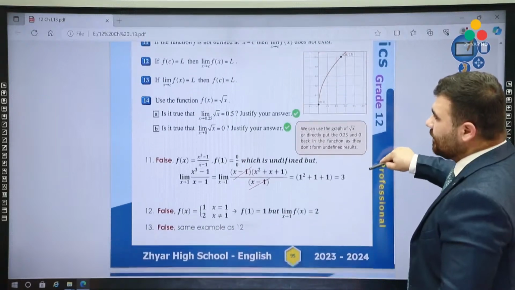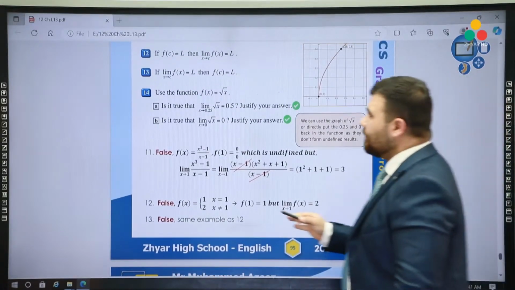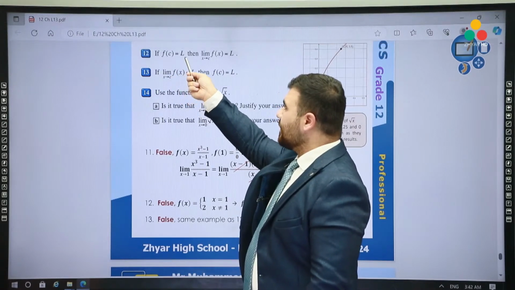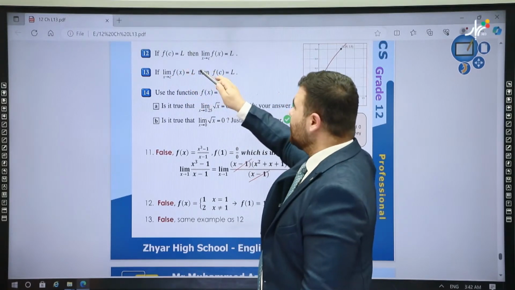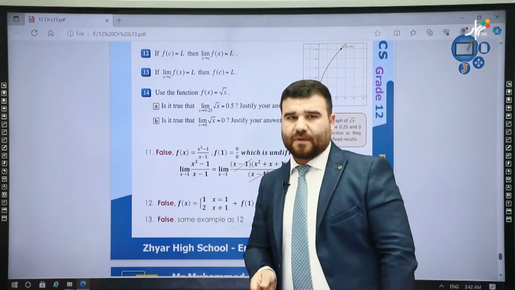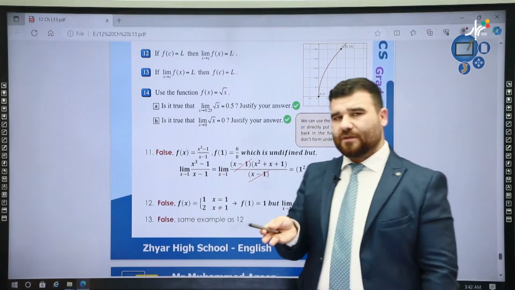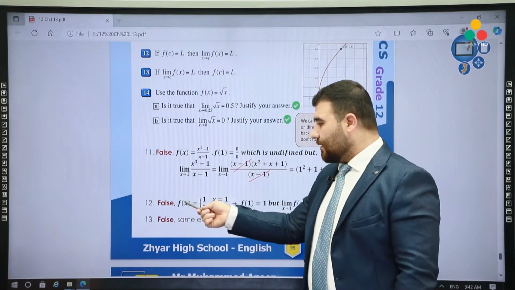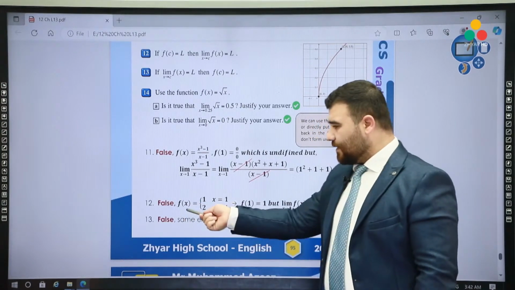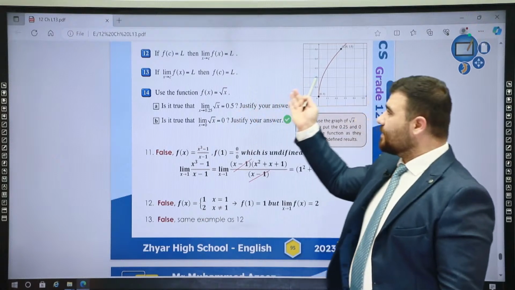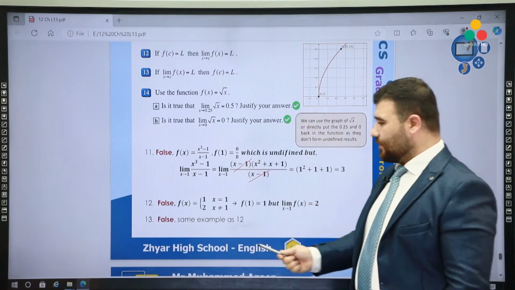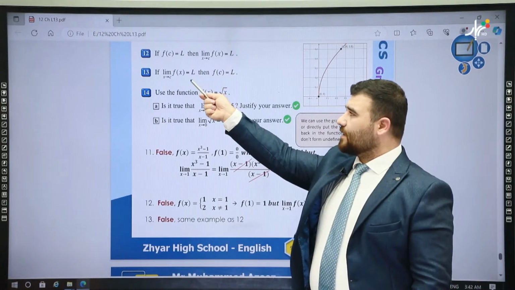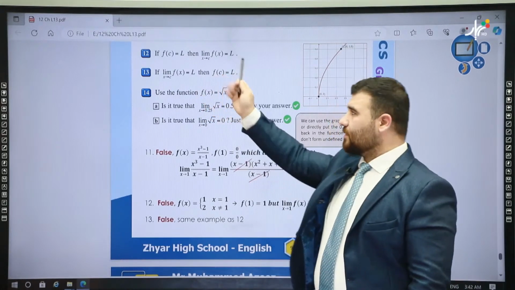Question 12 says if the value of a function is a certain number, then the limit is the same. Then value of function and limit could be different. This makes 12 false. Look at this function. This f(x) is a piecewise function, and the question says if it's false, give an example. If we can have at least one example not satisfying this, then we cannot say this is always true. Then this will be false.